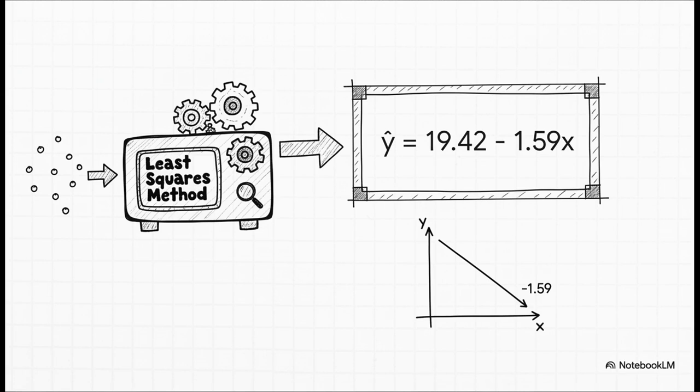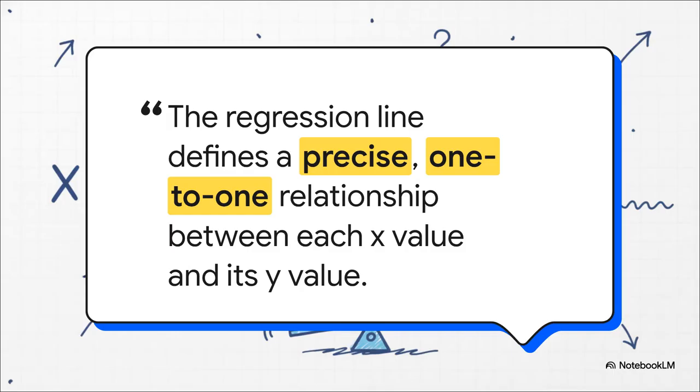After the least squares machine does its work, this is the equation it spits out. Our best fit line starts way up at 19.42 and has a negative slope of 1.59. That means for every 1-point jump in x, we predict y will drop by 1.59 points. This is our little prediction machine. You know, there's a quote from our source material that just nails it. We've taken this messy cloud of data and we've created a clear, precise rule. For any value of x you want to plug in, our line gives you one and only one predicted value for y.